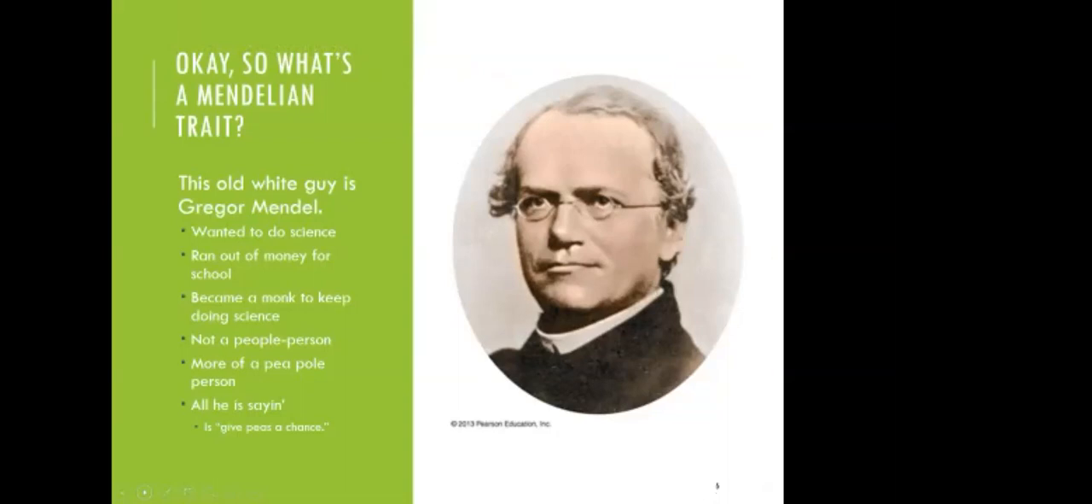When he was a young man, he wanted to do science. He was the biggest nerd on his block, I'm pretty sure. His family sent him to school, but he ran out of money for school. And in order to keep doing science, he had to become a monk. He was not a people person.